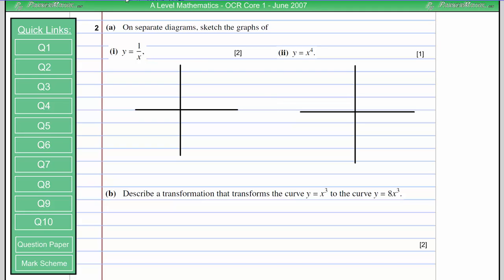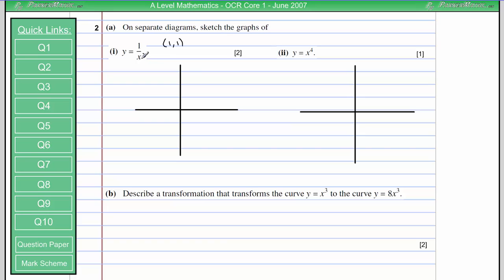And think about the shape of 1 over x. Now you should know the shape of this before you sit the exam, but if you forget it, you can still work out roughly the shape of it by thinking about certain points on it. If I think about what happens when x equals 1, well, that will become 1 over 1, which is 1. So when x is 1, y is 1. So I can think of the point 1, 1 as being on this graph.